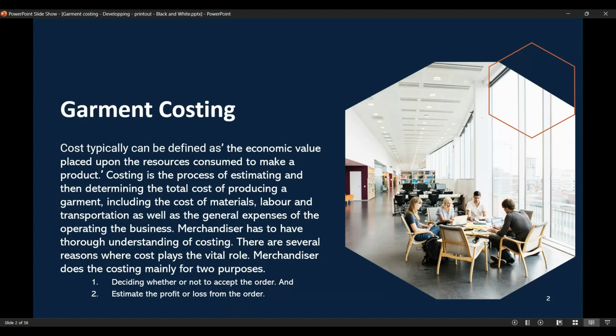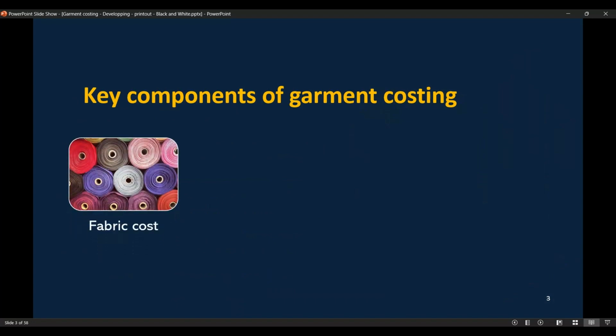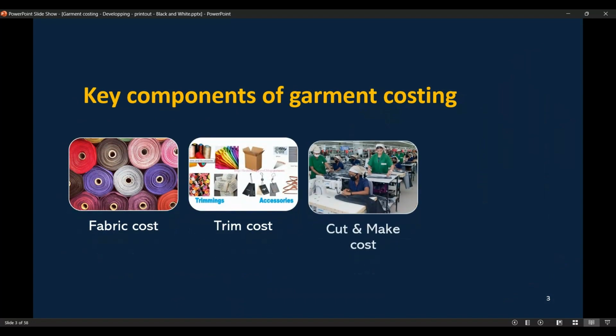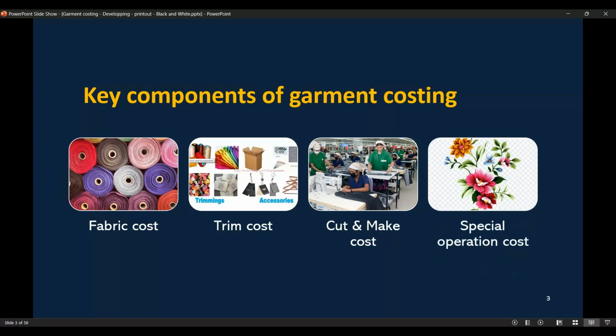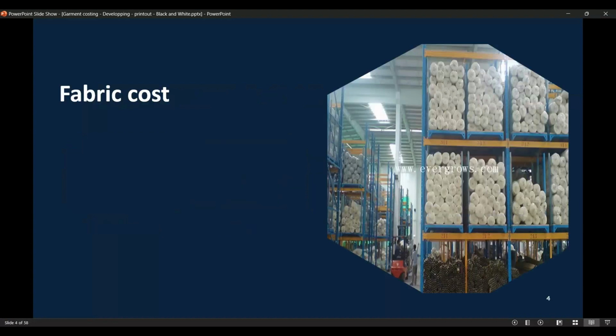Merchandiser does the costing mainly for two purposes. 1. Deciding whether or not to accept the order. 2. Estimate the profit or loss from the order. Key components of garment costing: fabric cost, trim cost, cut and make cost, special operation cost. Now we'll consider one by one.